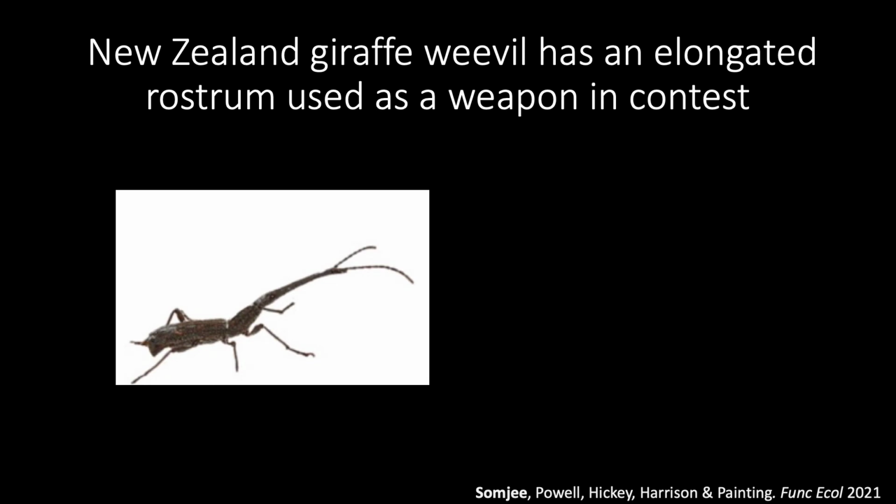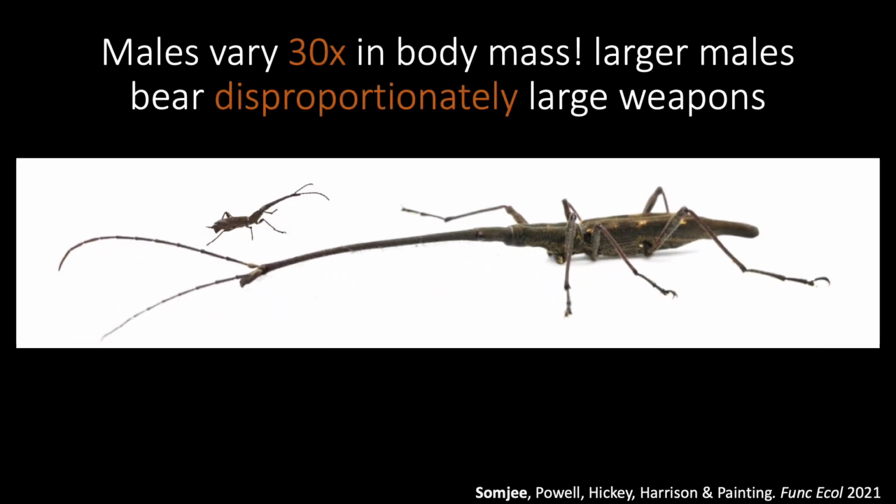To explore how weapon composition changes with body size, I studied the New Zealand giraffe weevil, where males carry this elongated rostrum used in jousting-like competition for mating opportunities. Males vary remarkably, more than 30-fold in body mass, and large males bear disproportionately large weapons.